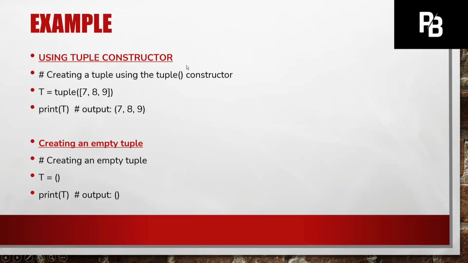Next, using the tuple constructor, or you can say the tuple function. Creating a tuple using the tuple constructor is also a simple method, students. t is equal to tuple. Now see, in the brackets I am passing one list. So this list is converted into a tuple. Now t is my tuple. You can see the output also. If you want to create an empty tuple, students, t is equal to empty brackets. If you print t, this is an empty one, students.